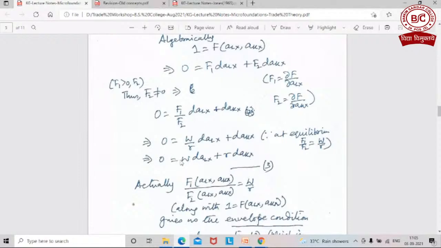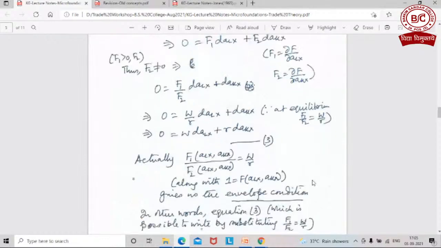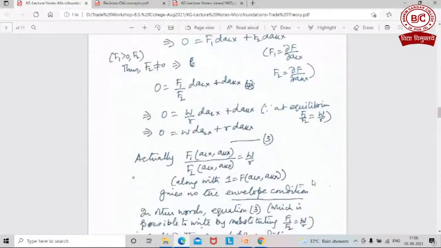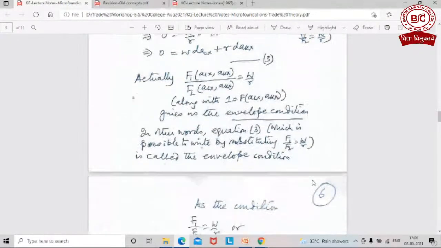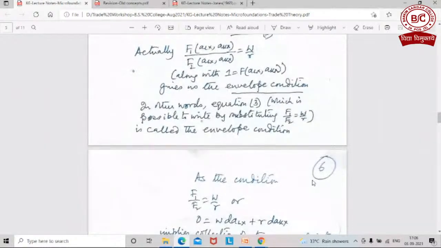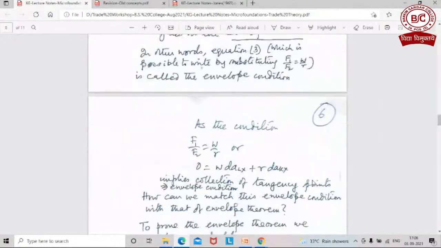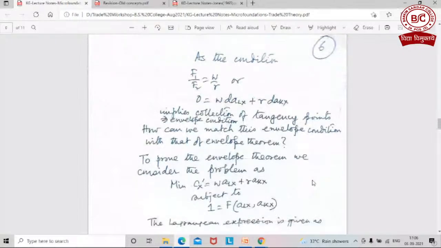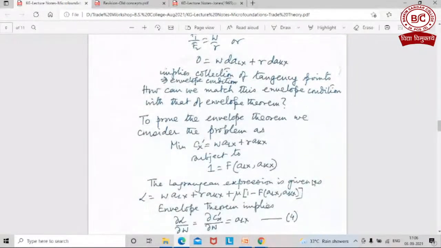I have just said that if I can solve these two, I have two equations with two unknowns, ALX and AKX. I can get ALX as a function of W and R and AKX as a function of W and R. So the main thing is F1 by F2 equal to W divided by R, which gives us this equation. But that is not the envelope answer, the answer I wanted. Now comes the answer. Just have a look. You minimize cost subject to the unit isoquant. Start from the usual method.